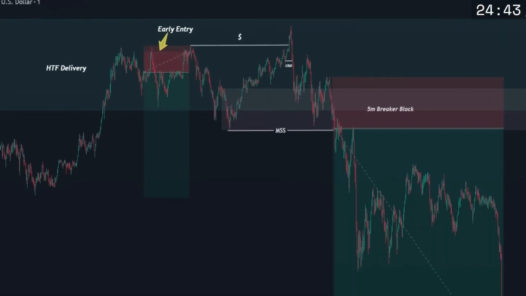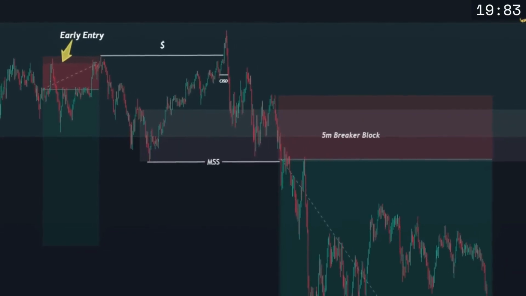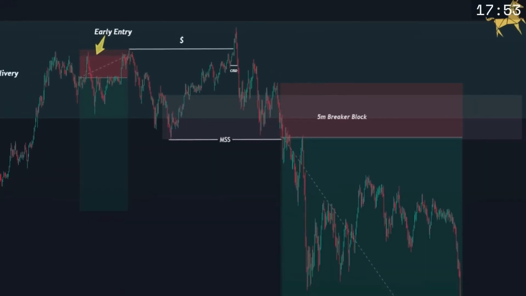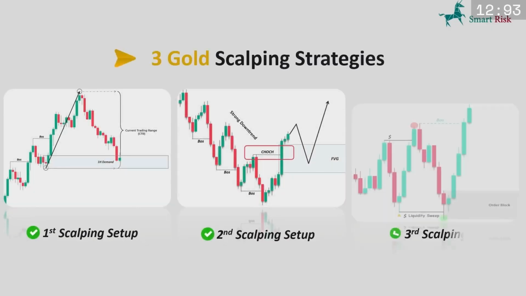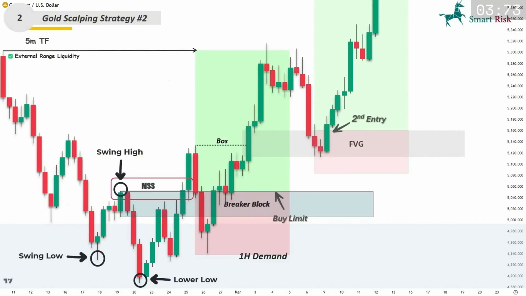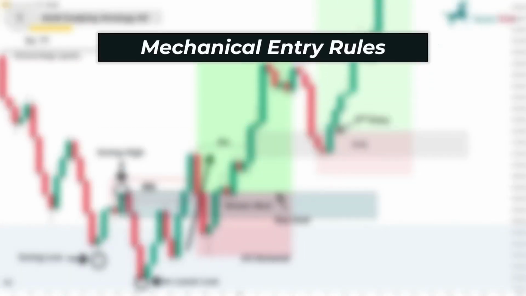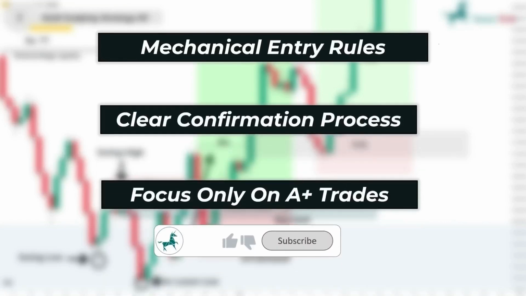If you've ever tried scalping gold, you already know it's fast, aggressive, and extremely unforgiving. One wrong entry and you're out instantly. In today's video, I'm going to show you my 3 most powerful gold scalping strategies that work perfectly on the 1-minute and 5-minute charts. These are the exact setups I would rely on if I had to trade gold every single day. Each one is built on clear mechanical rules, and I'll break them down step by step. So by the end of this video, you'll have a complete roadmap to scalp gold with ease.